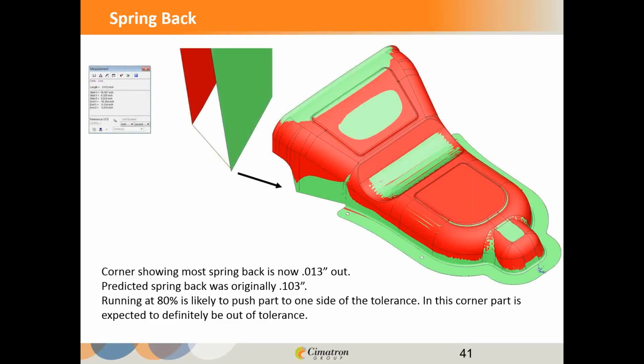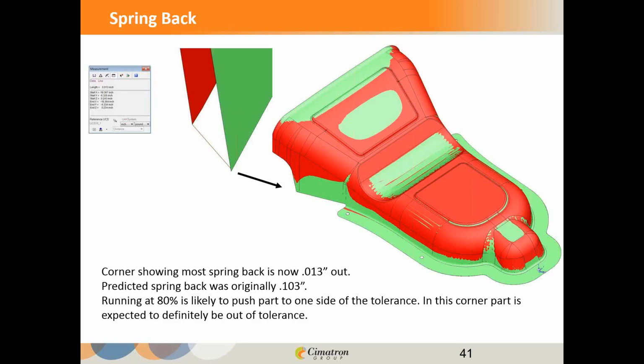When I zoom in on this area and take a measurement, I see I'm still about 13 thousandths away. That's a far cry better than the 103 thousandths we were originally dealing with, but it's still 13 thousandths. So in my mind, I'm doing a little bit of math. I've used 80% tolerance, so I am forcing the part to one side of its overall tolerance, and then in that area, I'm adding another 13 thousandths.